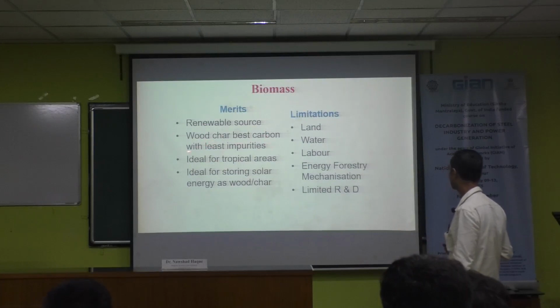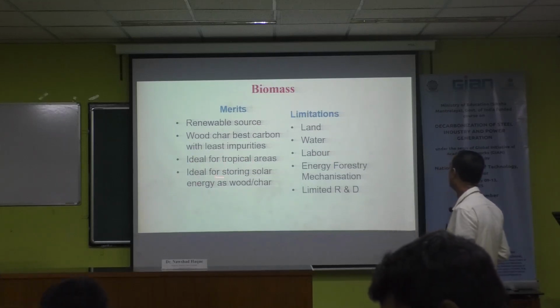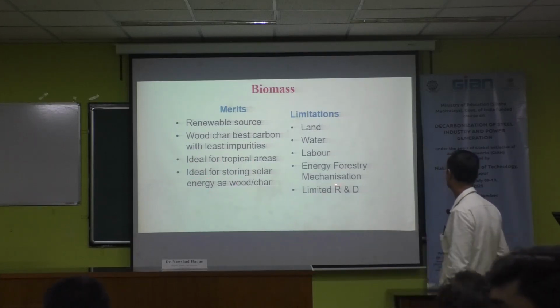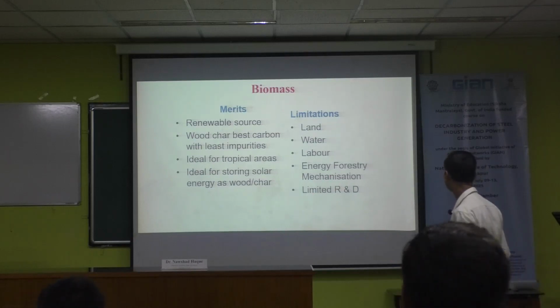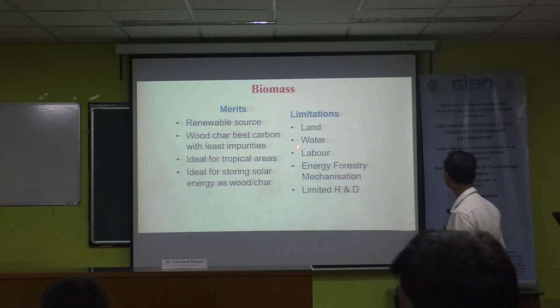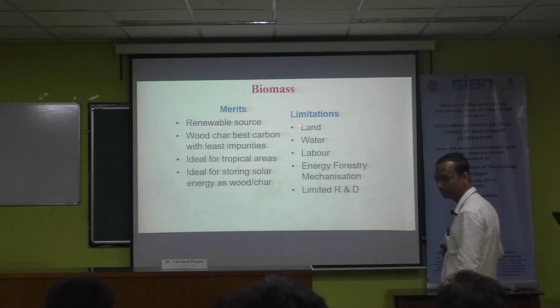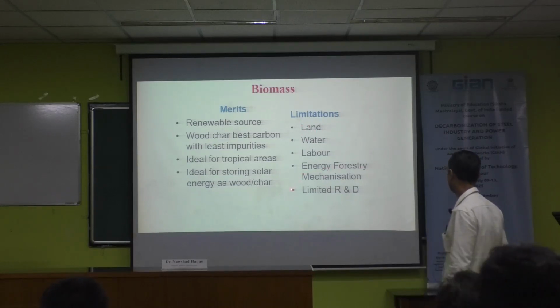Wood char is the best carbon with the best impurities, and it is ideal for tropical areas like India. It is also ideal for storage of solar energy, and for a shorter duration you can renew it again and again. The limitations are land, water, labor, energy, forestry mechanization, and utility.